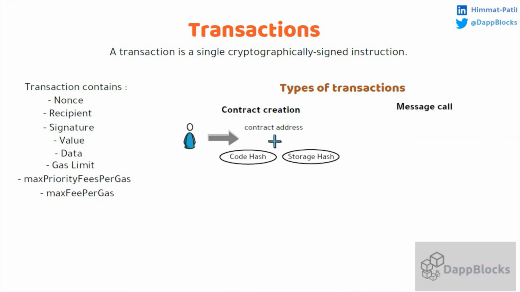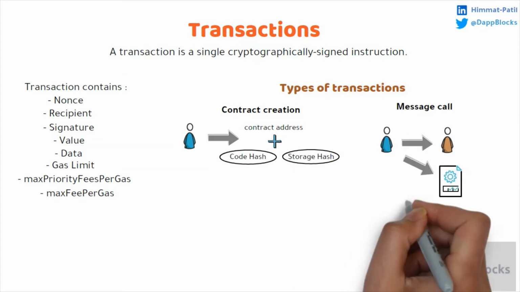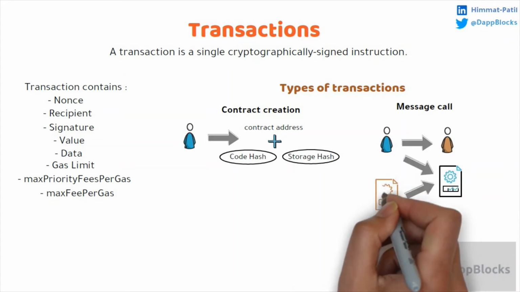Message call. A message call can be a regular transaction, which is a transaction from one externally owned account to another, or code execution on an already deployed smart contract. It can be triggered by a transaction or by a contract code.